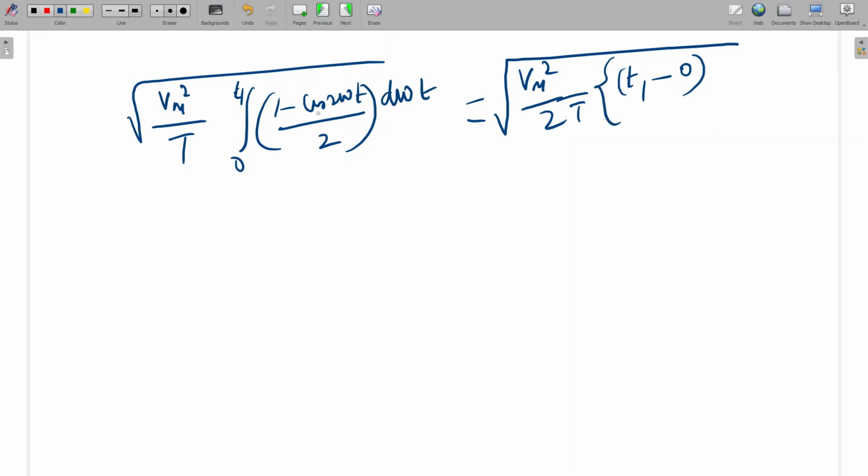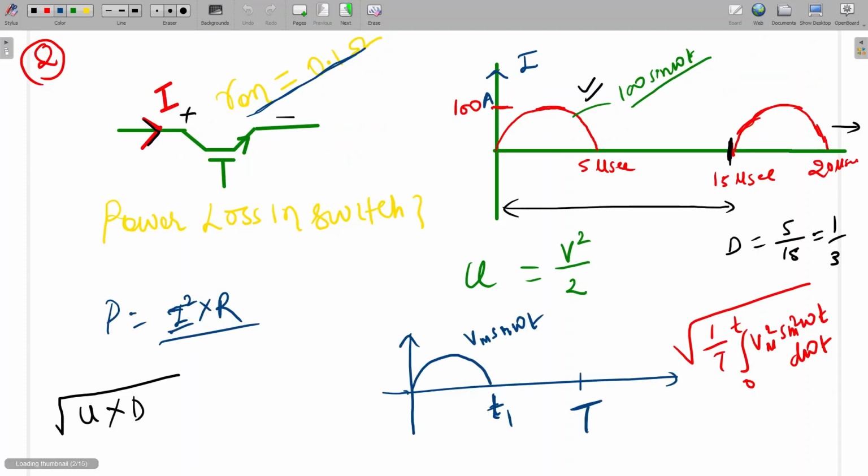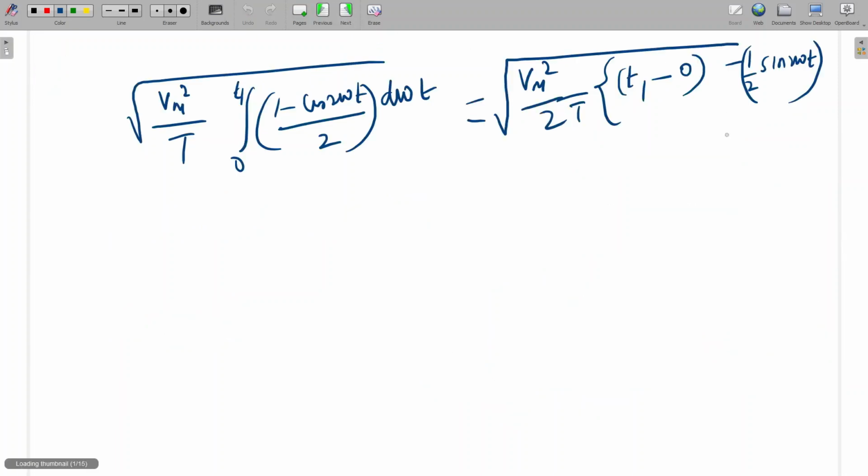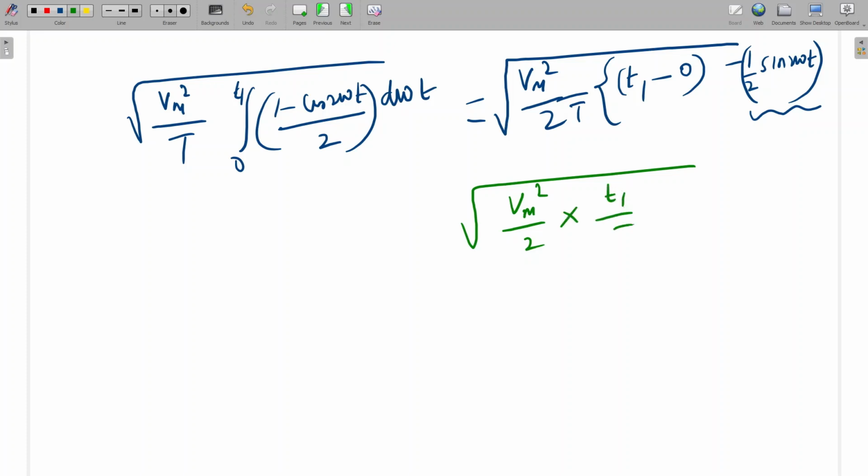And this will be minus cos 2 omega t. So it will be minus 1 by 2 sine 2 omega t. So here we can see that at 0 and at t1 the values are the same for this waveform. So what can we say here? We can say that this value will be 0. So what will be the final value? Final value will be Vm square by 2 into t1 by t.